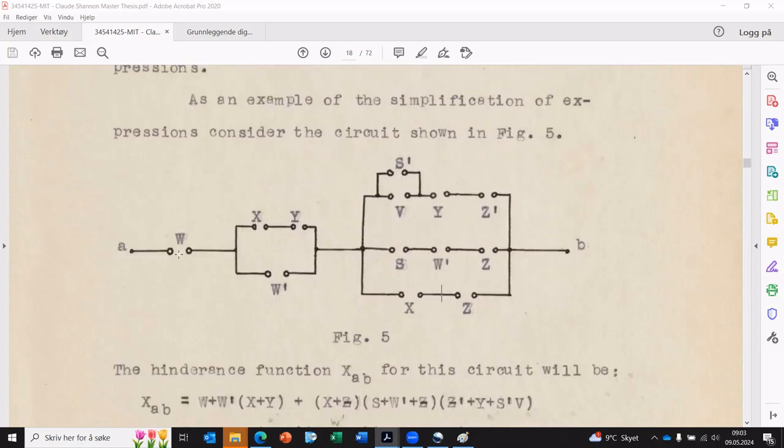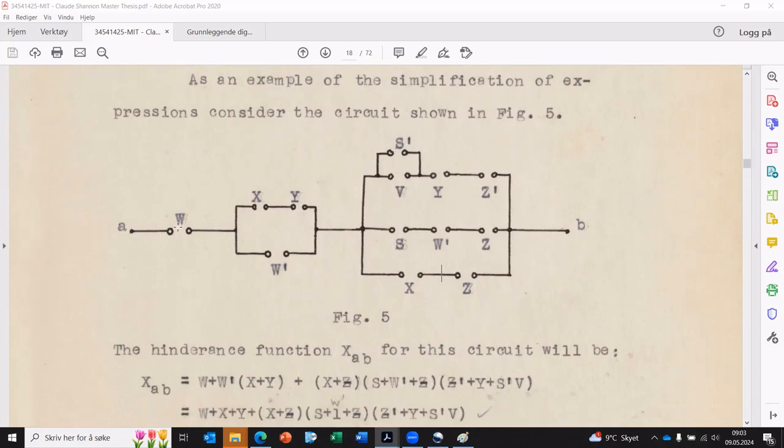And here we have a circuit with some switches, like this. And we see that in order to have something going from A to B, W has to be closed, and then this must be open. So then we have a series here of W, X, Y. And you see, since this needs to be open, this part here will never give us anything. And in order for this part to give us something, it must be closed.